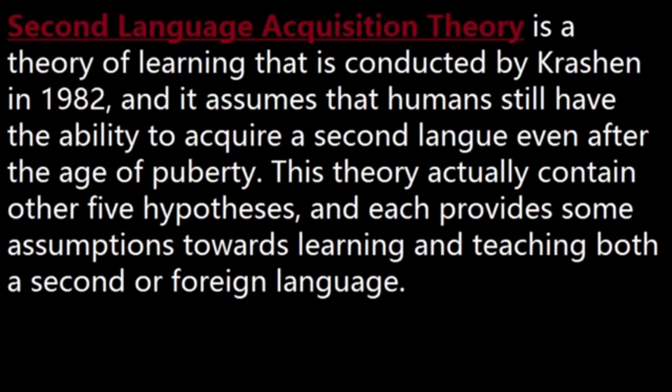Second language acquisition theory is a theory of learning conducted by Krashen in 1982 and assumes that humans still have the ability to acquire a second language even after the age of puberty. This theory actually contains five hypotheses, and each provides some assumptions towards learning and teaching both a second and/or foreign language.